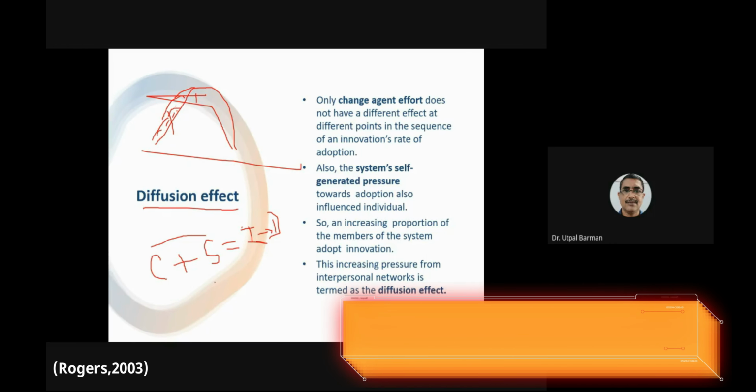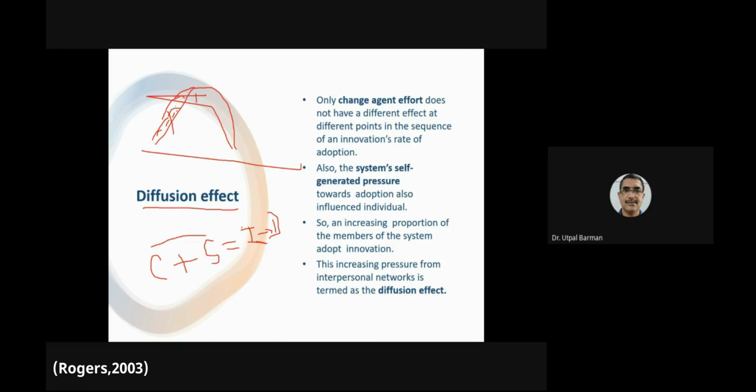This overall combination of pressure is interpersonal, because the change agent discusses with the people, and the adopters in the system also discuss with non-adopters. Because of this, the increasing interpersonal network creates pressure towards the non-adopters, and ultimately the innovation is diffused in the system. It is not only the change agent who can diffuse an innovation in the social system. The adopters' effort is also equally important, but this part is self-generated. For creating this pressure, the change agent will not do anything in this part. It is self-generated.